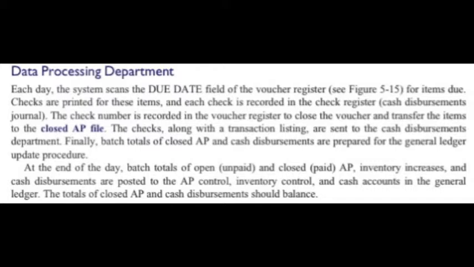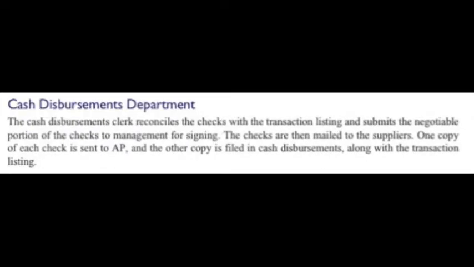First, the system scans for vouchers currently due. The next procedure is that checks are printed for these items, and each check is recorded in the check register. The next procedure is that batch totals of closed accounts payable and cash disbursements are prepared for the general ledger update procedure. The second department involved in this process is the cash disbursement department.